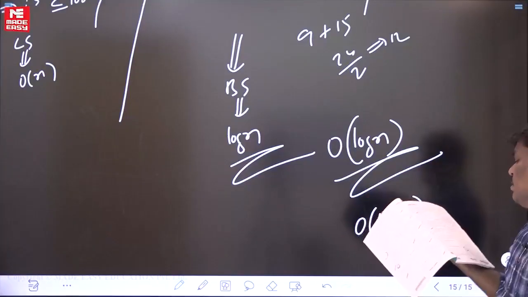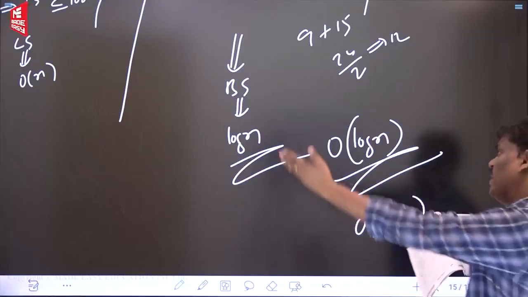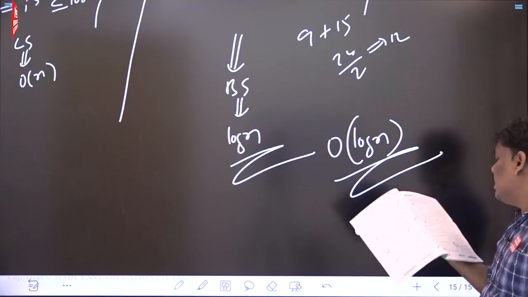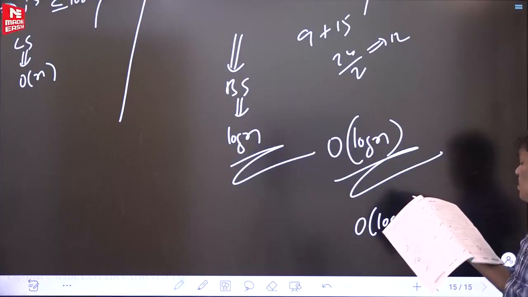What is option A saying? Order of n but not root n. So order of n is there, but better than that is possible. So option A fails. What is option B? Root n but not log n. No, log n is possible. What is option C? Log n but not log n.